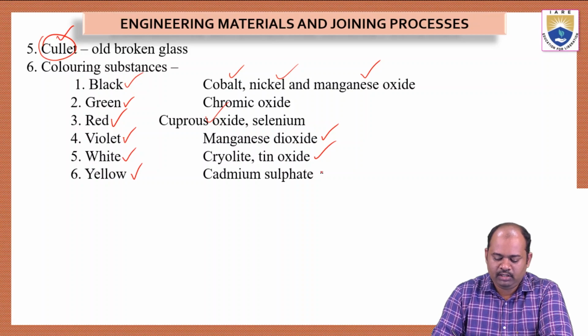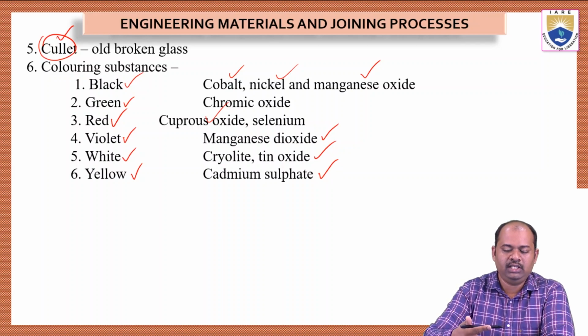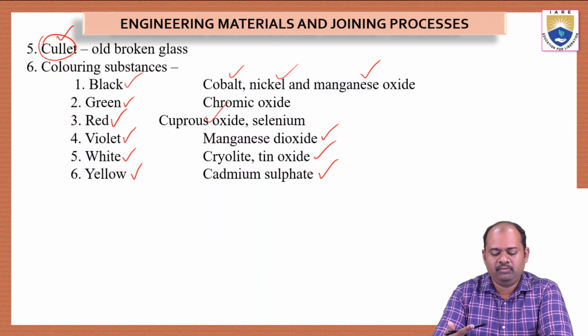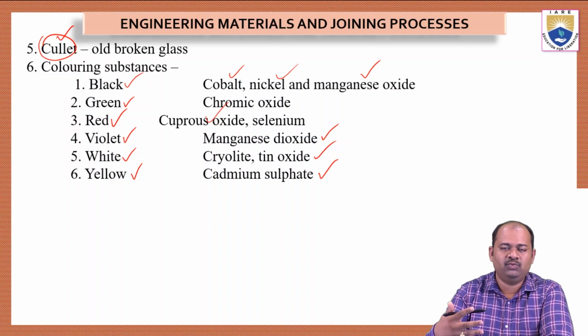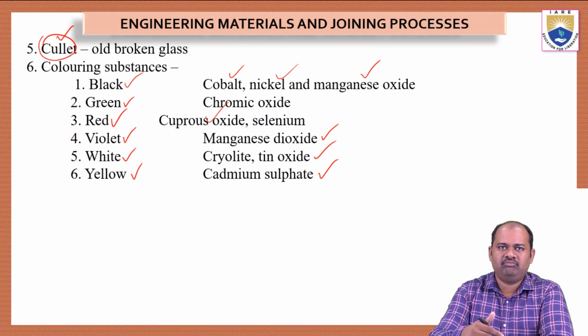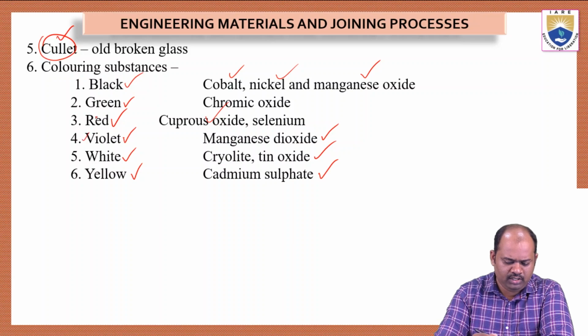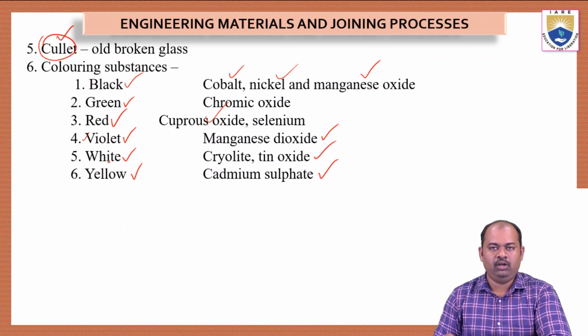Yellow color can be obtained by cadmium sulfate. Okay, these are the different shades. By using these 6 compositions or combinations, we can get more colors, like different shades of these colors. So these are the general basic colors like Vibgyor, I think. Violet, indigo is not there. Black, green, red, violet, white, yellow.